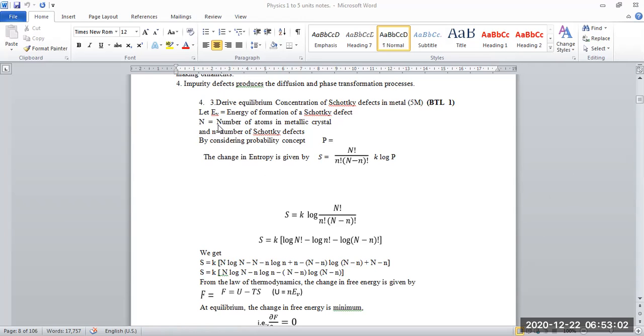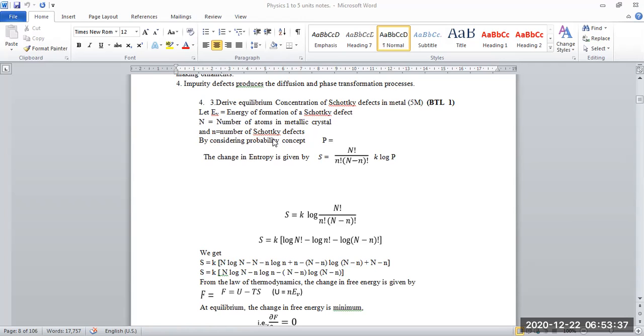So how is this formation of Schottky defect taking place? We are heating it. So when you heat it, what will happen? The energy will be formed, and that energy we are keeping as EV. And how many atoms are there in the metallic crystal? That is capital N. And small n resembles the number of Schottky defect atoms, right?